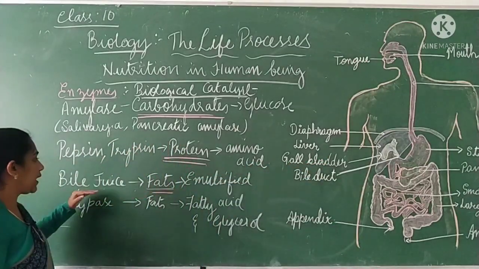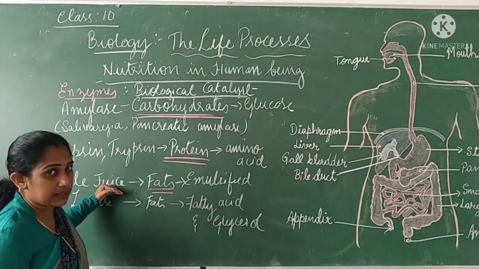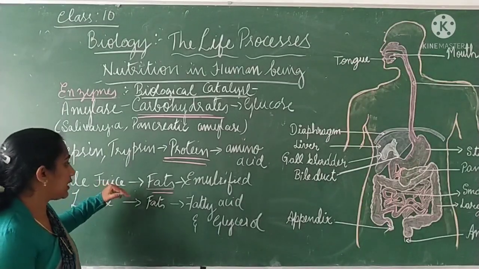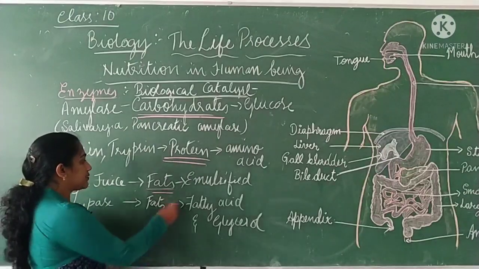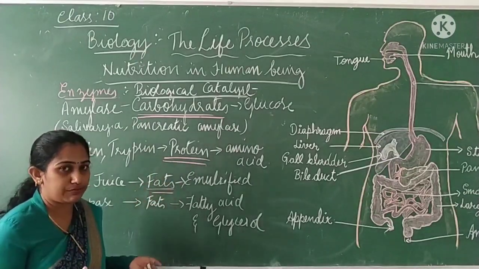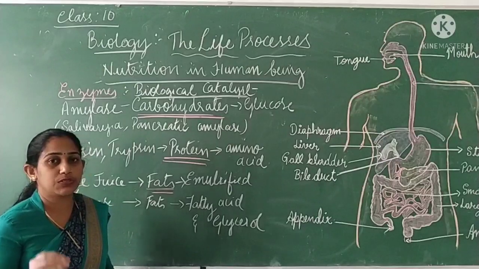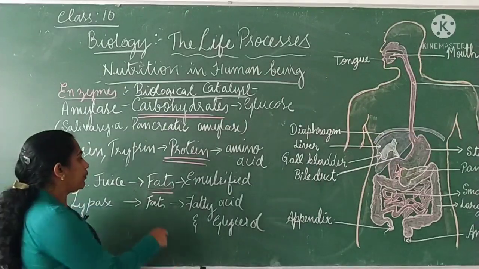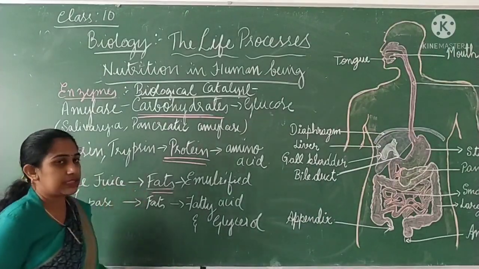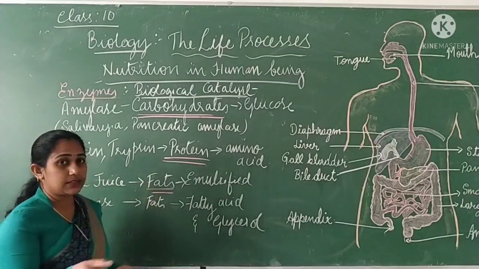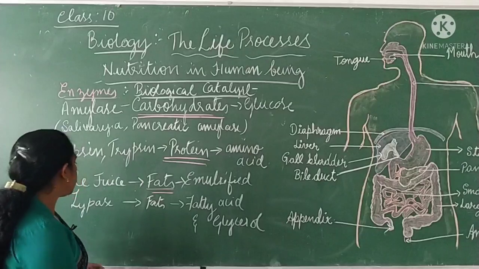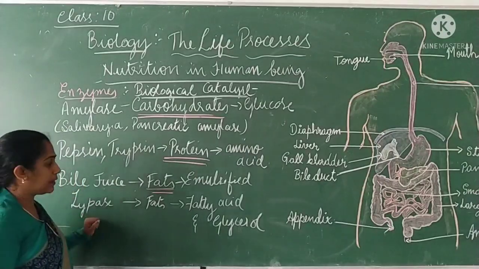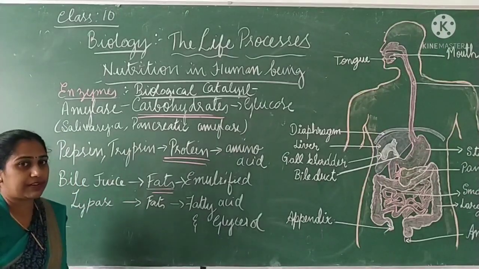The function of bile juice is not actually helping in complete digestion, but it helps in emulsifying fat. Emulsifying fat means the larger fat molecules will be broken down into smaller molecules with the help of bile juice. That emulsified fat will be further digested with the help of lipase. So lipase helps in complete digestion of fat.